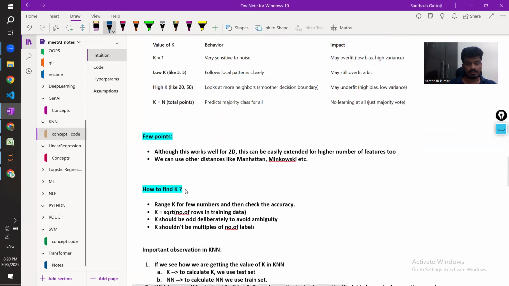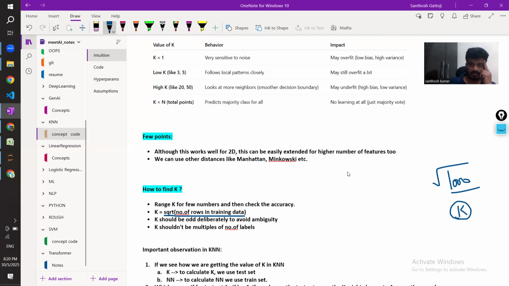Usually, if you want to take some number, you can take the square root of the number of rows in the training data set. If you just want some number which will work, say you have 1,000 data points, take the square root of 1,000 as k. But if you want a better way, what we usually do is start with some range and start checking the accuracy. That means what?